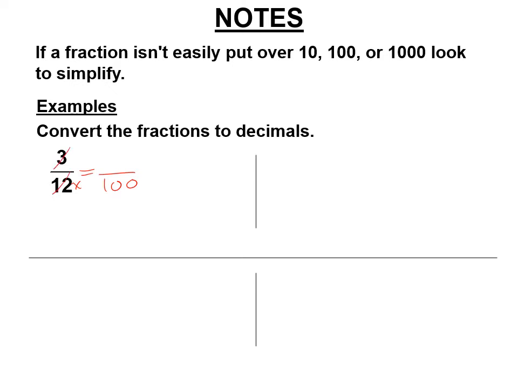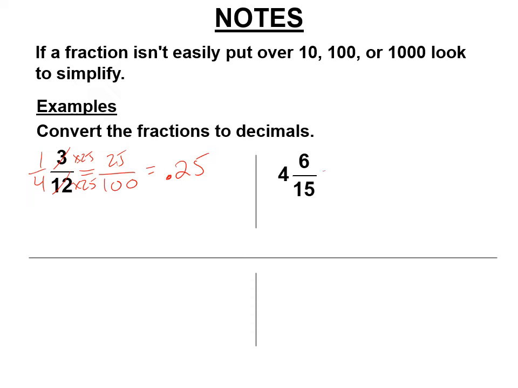So 3/12 simplifies to 1/4, right? Divide top and bottom by 3. 4 times 25 is 100. 1 times 25 is 25. So 3/12 is 1/4 is 25 hundredths, or 0.25. Anything that simplifies to 1/4 is 0.25.